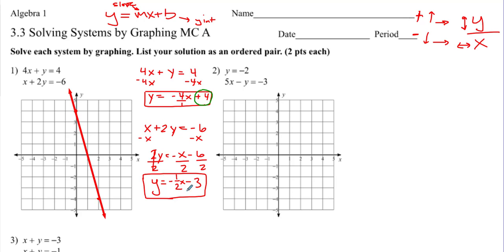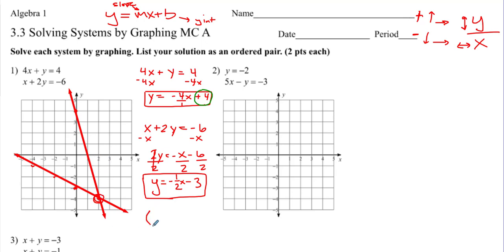All right, now I've got my second line, negative 3, so I'm starting right here. And my slope is also negative, but I'm going down 1, right 2, down 1, right 2, down 1, right 2, up 1, back 2, up 1, back 2. All right. And then now I'm just looking for where these cross. So it looks like they cross right here.